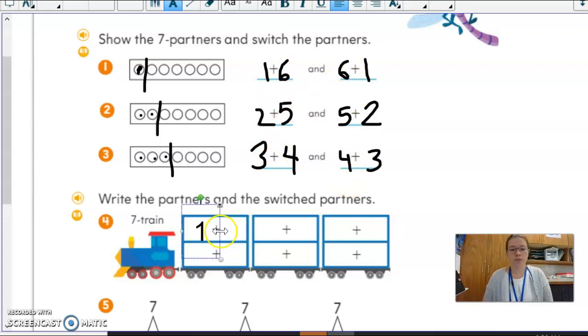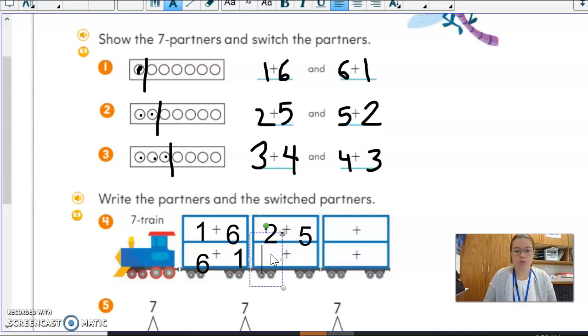So we have 1 and 6. And we're going to switch those partners right away underneath it and put 6 and 1. Now let's look at 2. 2 partners with 5. And if we switch those partners, instead of 2 plus 5, it'll say 5 plus 2.